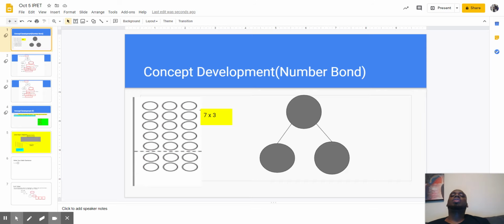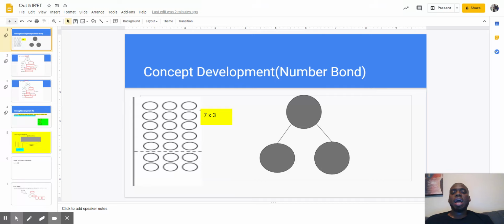Welcome to Maths with Mr. Richardson. This is your concept development, and we're going to talk about the number bond. Can everybody say number bond with me? Number bond. Great job, friends. As you can see, I have my array right here, and I have my number bond set up.